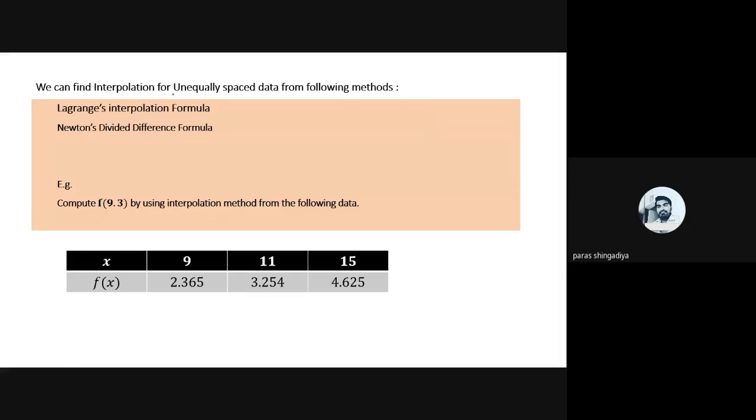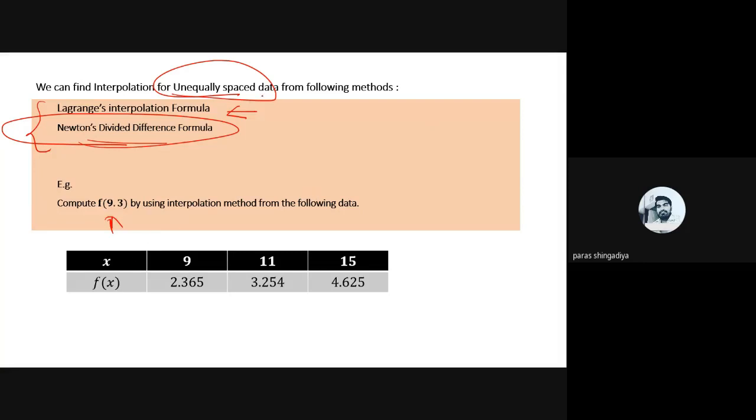The second one is for unequally spaced data. For this case, we'll apply Lagrange interpolation and the Newton divided difference formula. That is the difference. Both are different formulas, and there is no specific rule about nearness. If it is asked for Lagrange, then you use the Lagrange formula, and if it is asked for Newton divided difference, then you have to use the Newton divided difference formula. Both are different formulas.